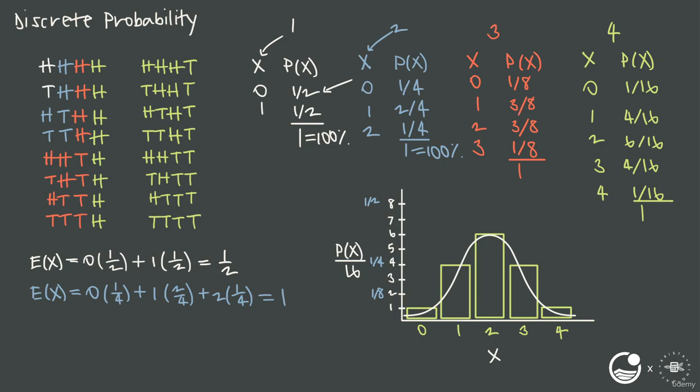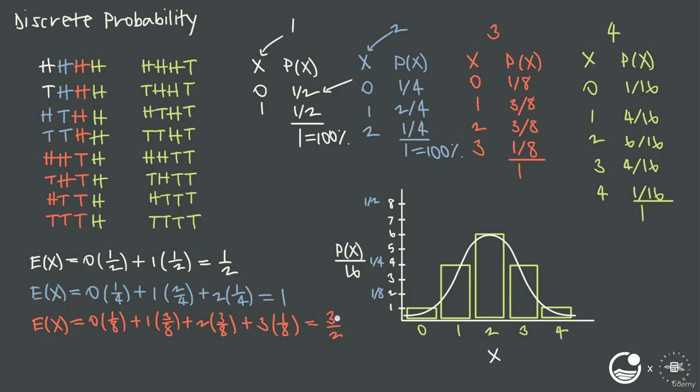What happens though when we flip a coin 3 times? This time, we can flip heads 0 times, once, twice, or 3 times. We weight these values with their associated probabilities, and we get 0 plus 3 over 8 plus 6 over 8 plus 3 over 8, and we get 12 over 8, or 3/2.